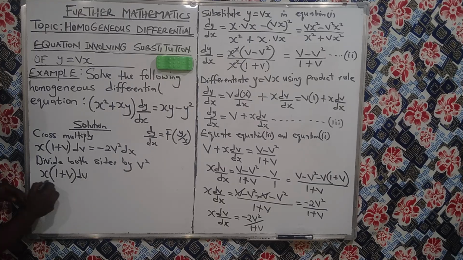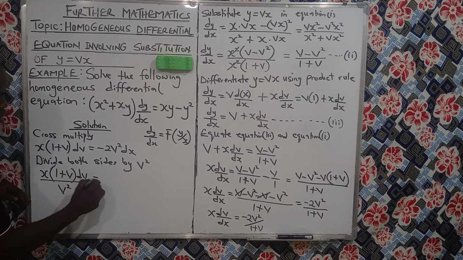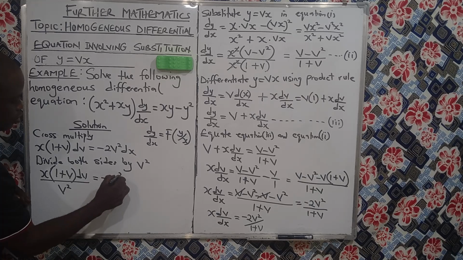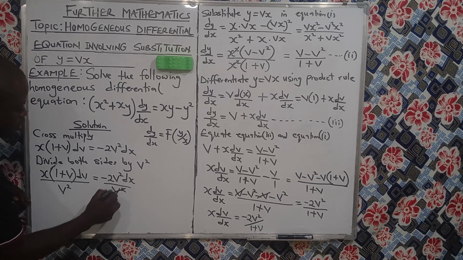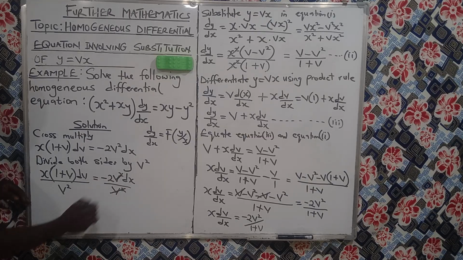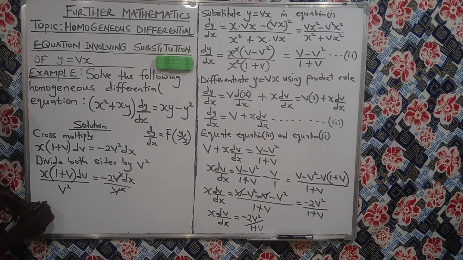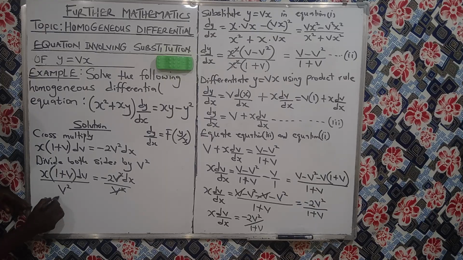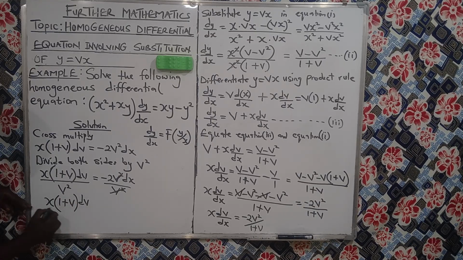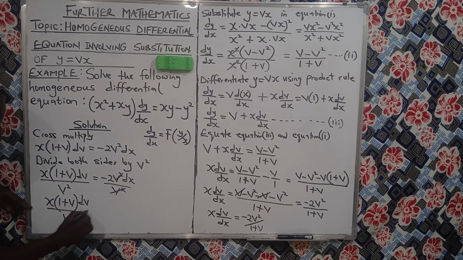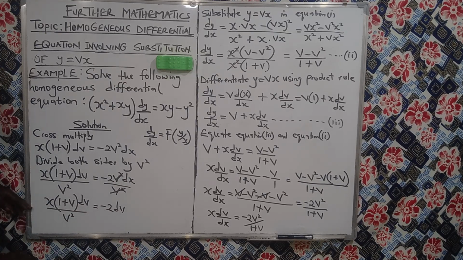dv divided by v squared equals minus 2v squared dx over v squared. The v squared cancels the v squared. You're left with x times (1 plus v) dv over v squared equals minus 2 dx.